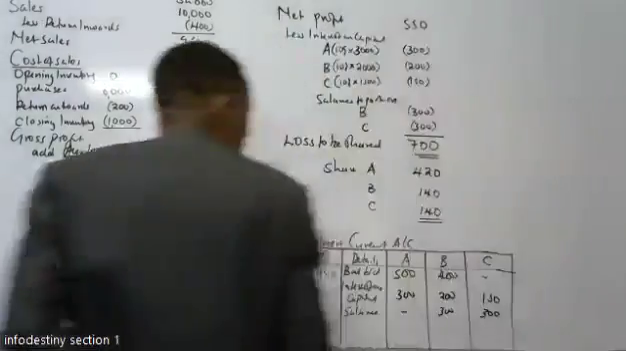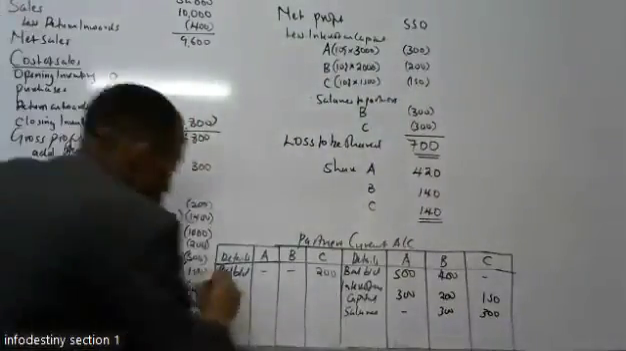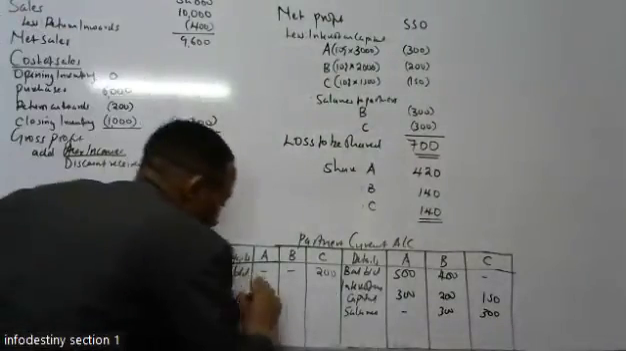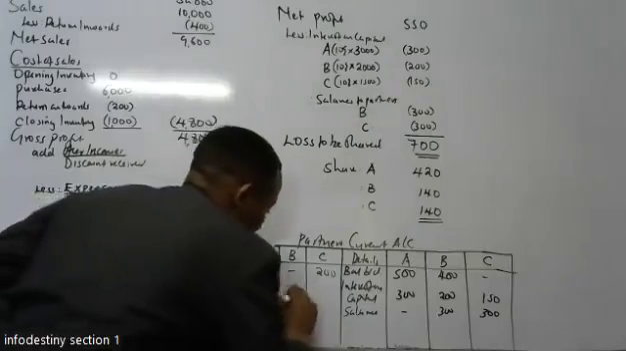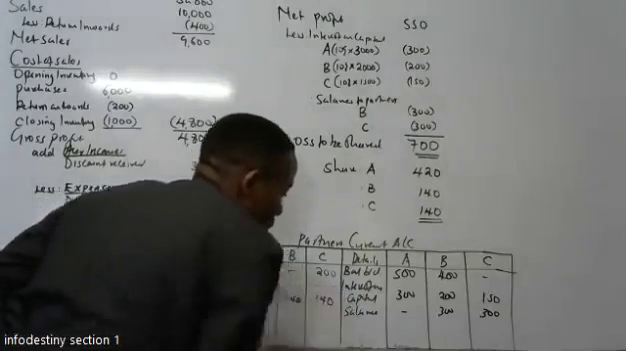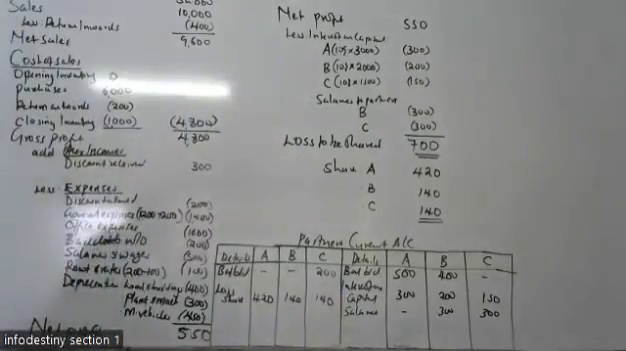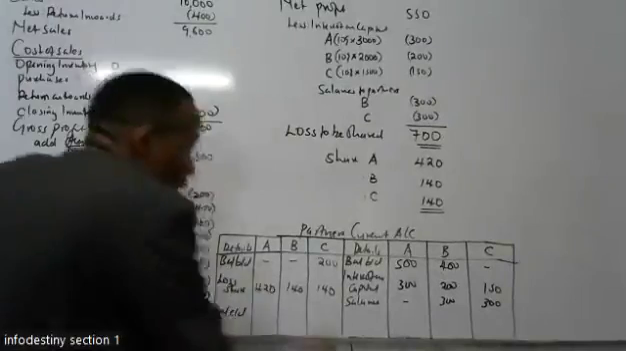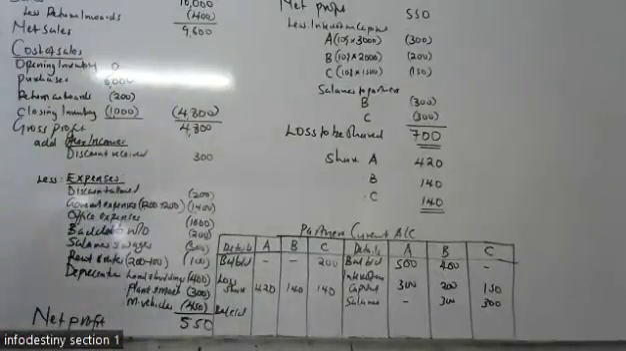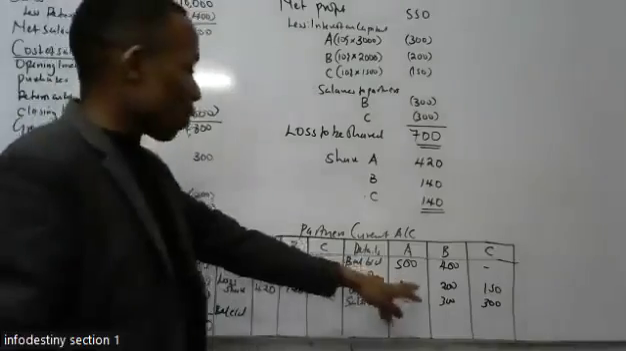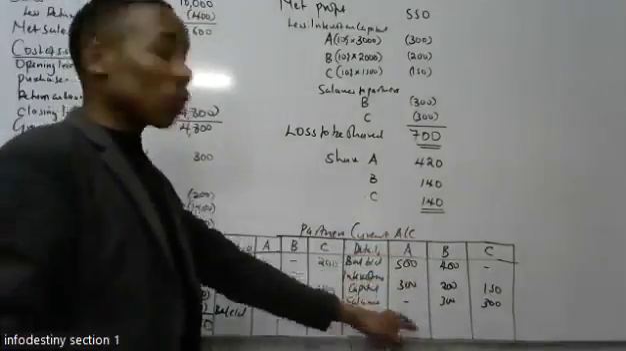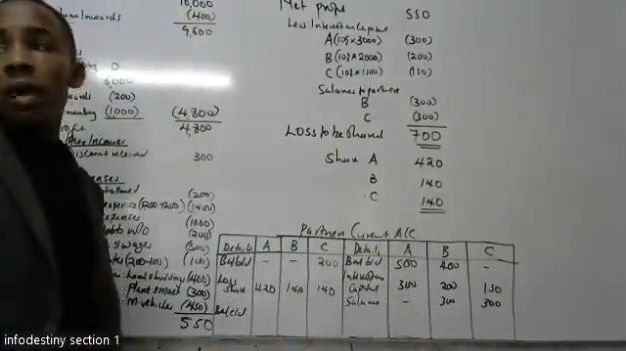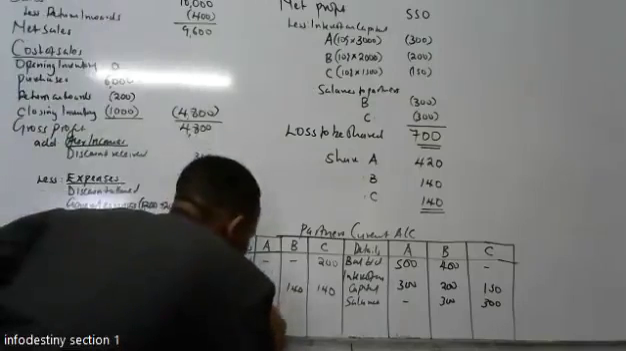Then we have the loss share. So Andrew is getting 420, 140, 140, 140. So that means we're going to have the balance carried forward. The total on the credit side for Andrew is 800. On the debit side is 420. 800 minus 420 is 380.